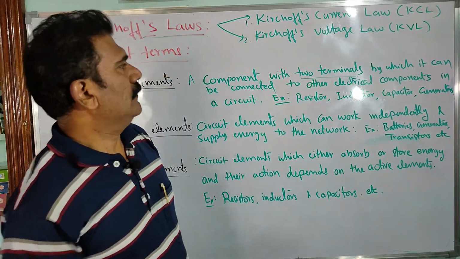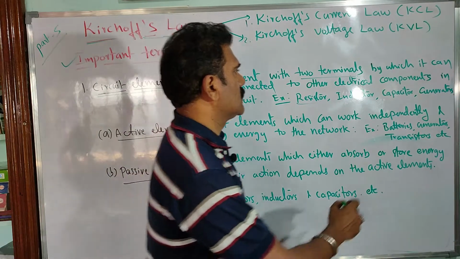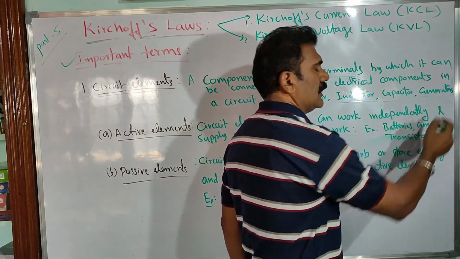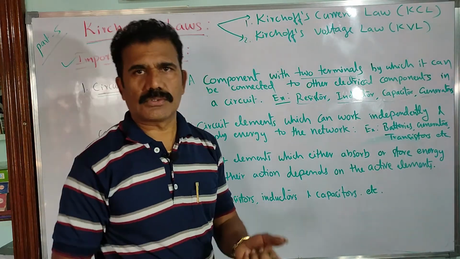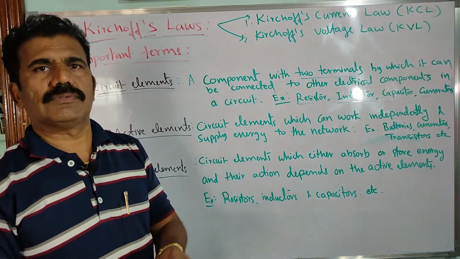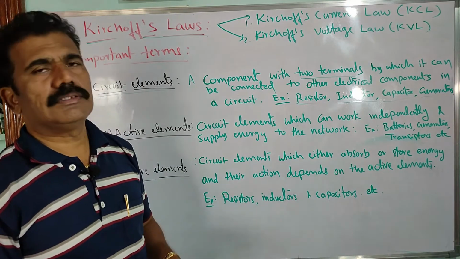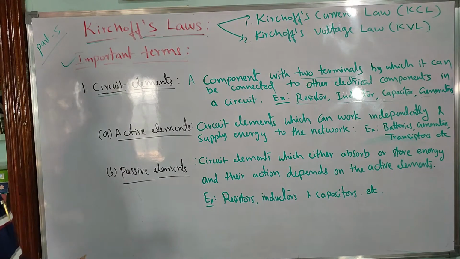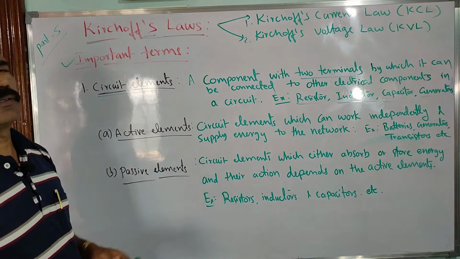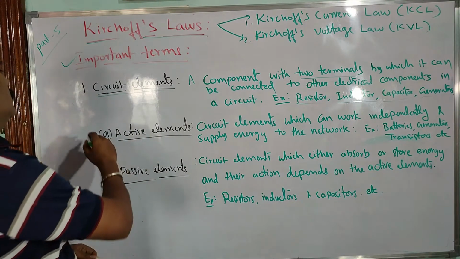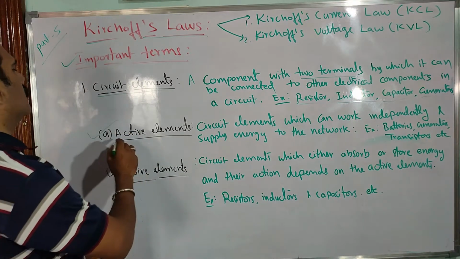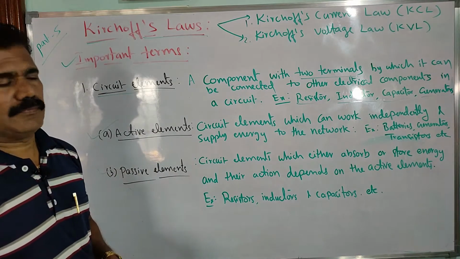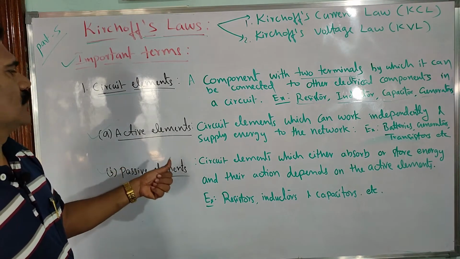For example, a resistor is a component, an inductor is a component, a capacitor is a component. Generators and sources are also components with two leads, positive and negative terminals. In general we call them electrical components. Then you can classify the components into two types: circuit elements can be active elements or passive elements. Elements or components, both are the same here.